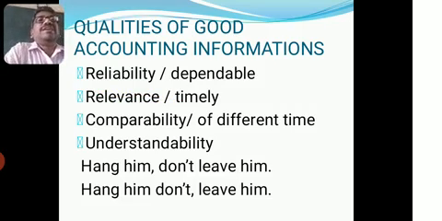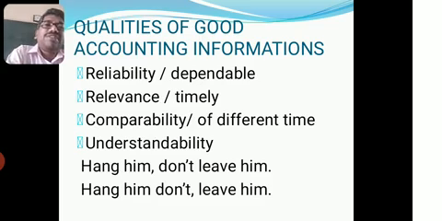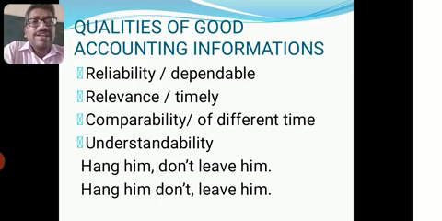And we have already studied a while ago about accounting. Accounting will provide information to the internal and external users, but now we should know what qualities that information should possess. The very first quality of accounting information is reliability. Reliability means dependable. One must trust the information provided by the accountant in the form of accounting reports. If the information is dependable, that will be the first good quality of accounting information.